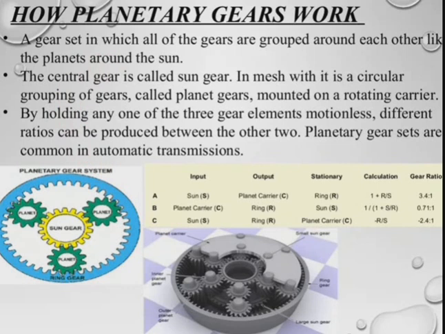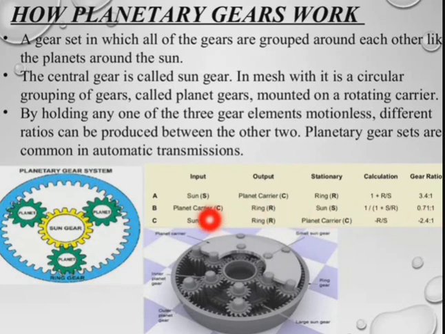Here a chart is provided. You can see the output and the calculation of the gear ratio. When the input is provided to the sun gear and the output is from the planet gear, the gear ratio will be 3.4 to 1. And when the planet carrier gear is the output, it is 0.71 to 1.